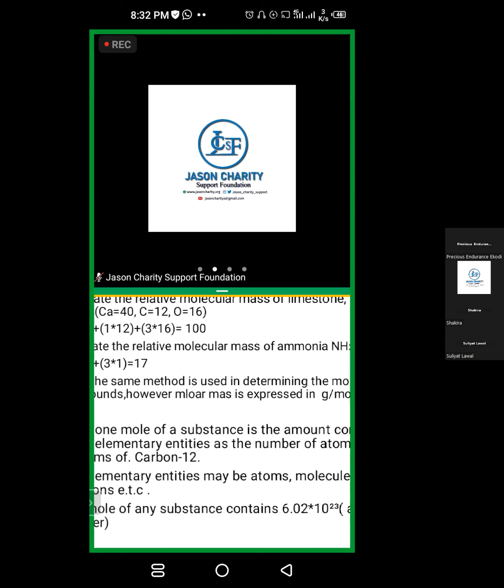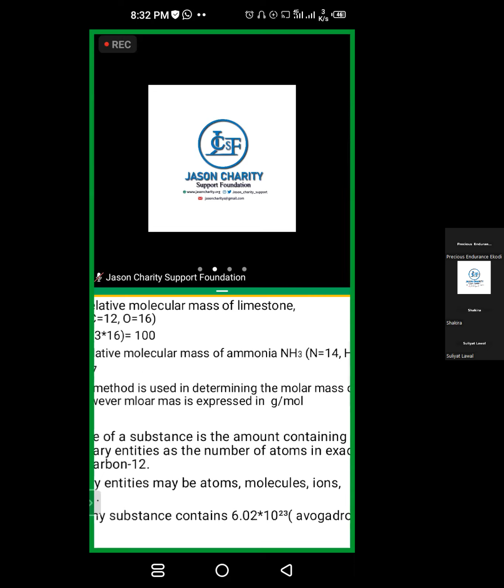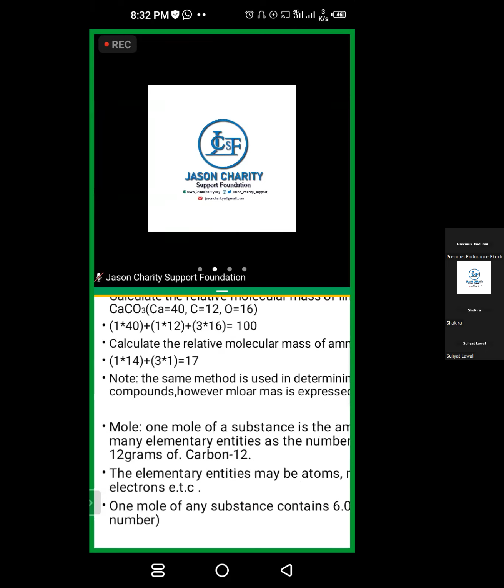Now, this same method we apply in calculating the relative molecular mass is what we still use in determining molar mass. However, the difference is that molar mass has a unit, which is gram per mole. I remember we talked about this in the last class, calculating the molar mass of a few compounds. So we see it still featuring here.